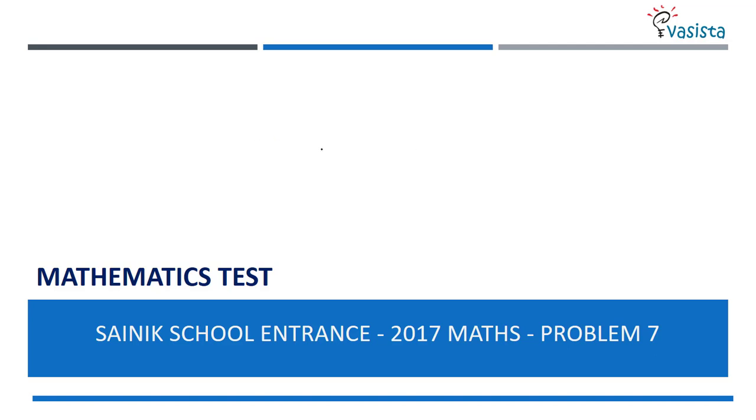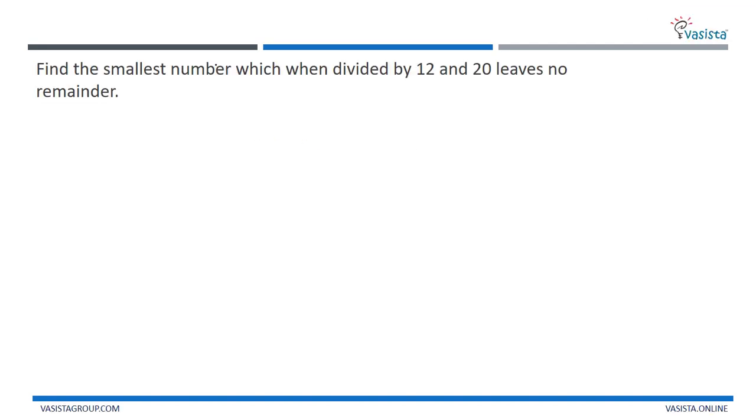Right, let us check out problem number 7 here. Find the smallest number which when divided by 12 and 20 leaves no remainder. Correct. So it is a simple LCM problem.